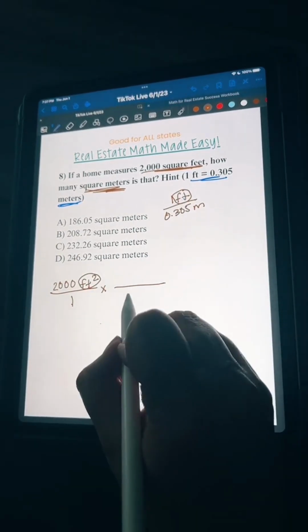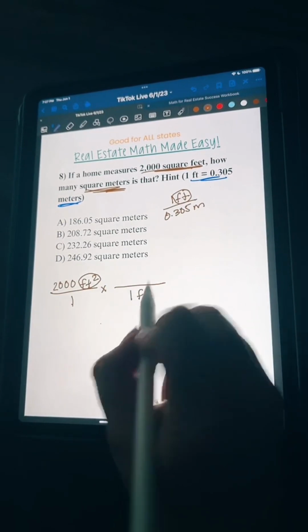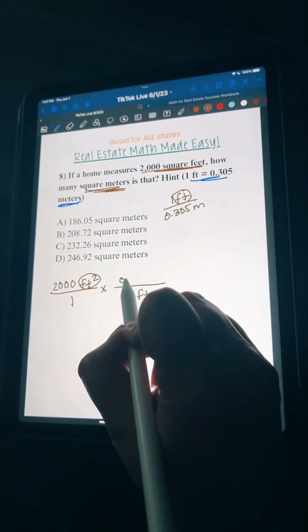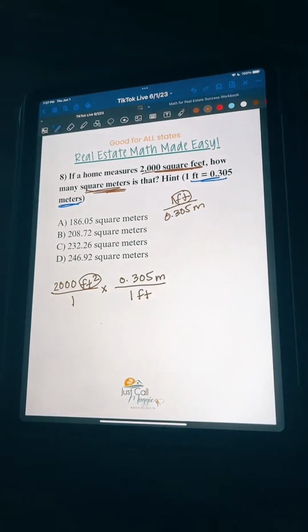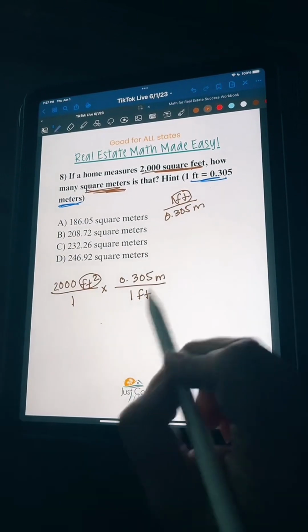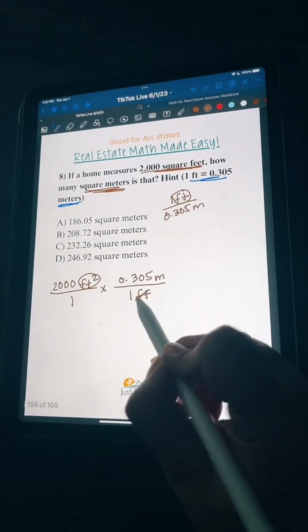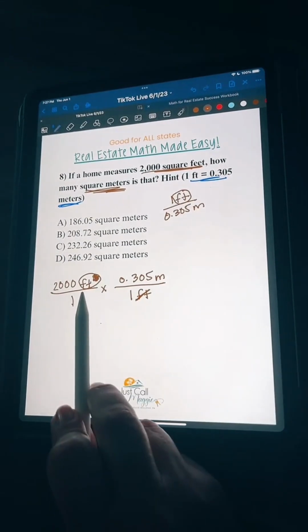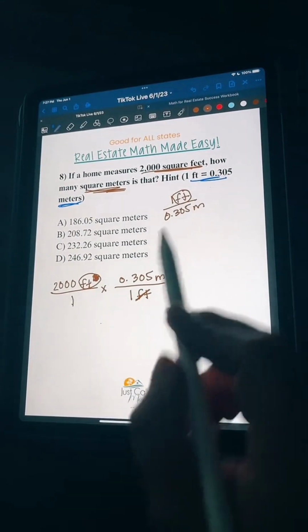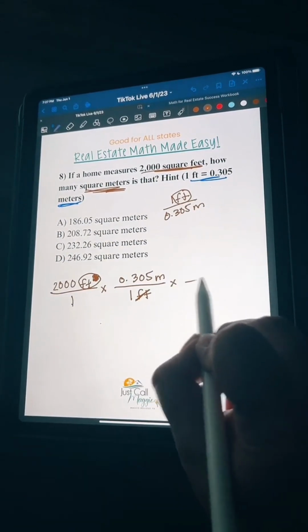So I'm going to just put 1 foot down here and then this one on the top, 0.305 meters. But now I need square meters, and I have to get rid of one more foot because I cancel this foot out, and then that means that this 2 just goes away and I'm still left another foot. So now I just got to do it again.